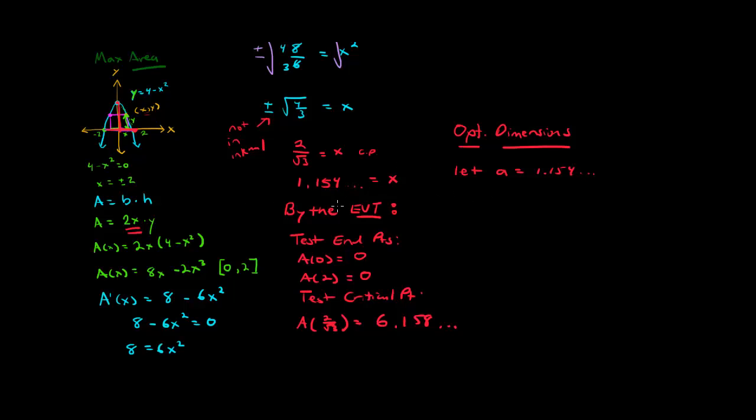So then the optimal dimensions are going to be 2a, whatever that works out to be, by the y value. How do you get the y value? Well, you have a formula for it here. So it would be by 4 minus a squared, and these would be your optimal dimensions. You can go ahead and plug that in your calculator if you want. I'm going to choose not to. So there you go. Basically, we found the rectangle inscribed under this little parabola that is going to produce the largest area possible.